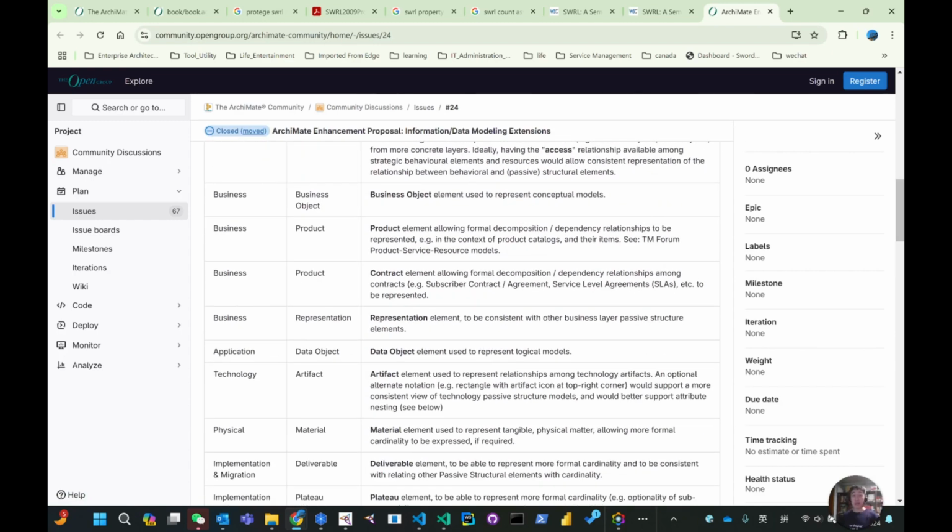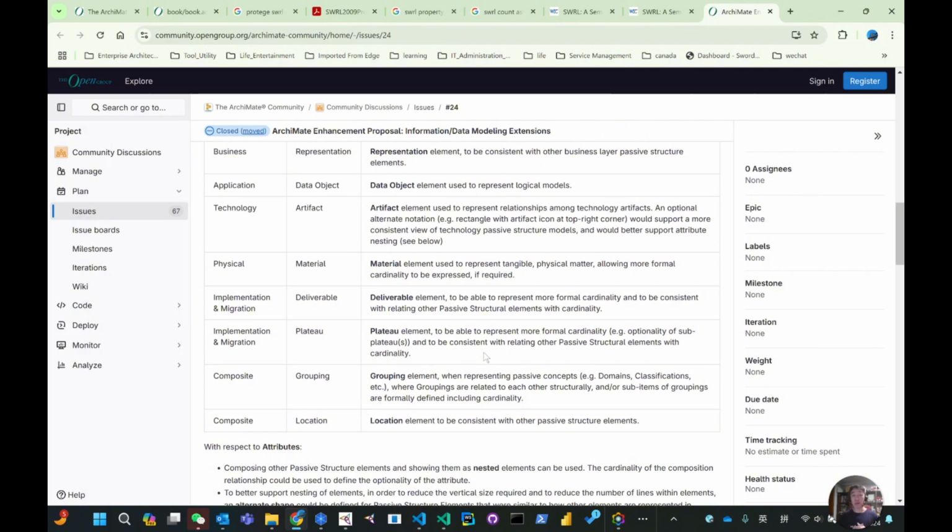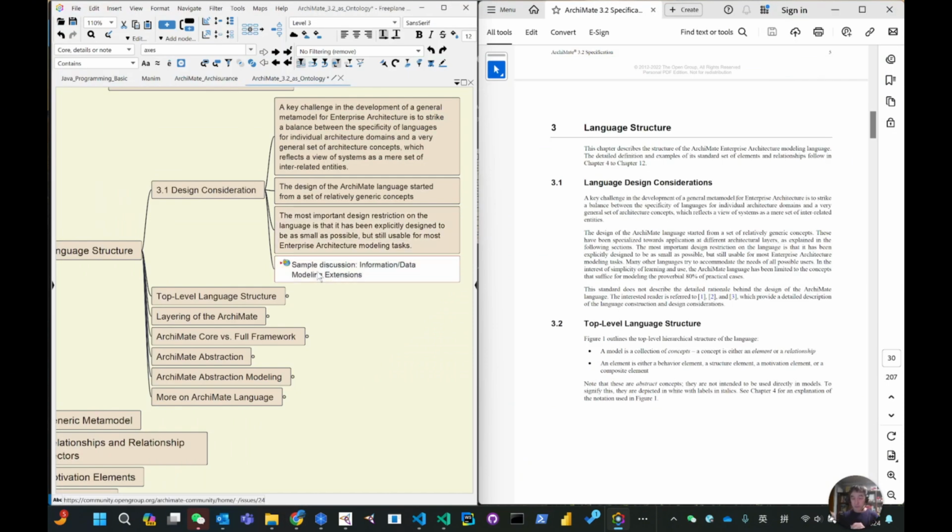It has back and forth, and some people support extending the ArchiMate language to cover this information modeling layer. Some argue that we should limit the ArchiMate language and not cover the information layer in so much detail. With this, I hope you can read it and get some feeling about the considerations when the team designed ArchiMate as our modeling language. I hope I have given you some background and explanation about this 3.1.